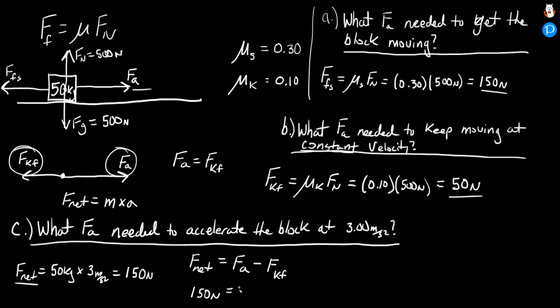And the force applied, well, that's what I'm trying to figure out. I don't know what that is. And the force of kinetic friction, well, we just did that in the previous problem, right? The force of kinetic friction is 50 newtons. And so now I can solve for my force applied, which would just end up being 200 newtons. So the force applied to accelerate it would be 200 newtons. And that makes sense, because if I were to pull this way with 200 newtons and my force of kinetic friction pulling back is 50 newtons, that means I'd be left over with 150, which is what I need to accelerate it at that 3 meters per second squared.